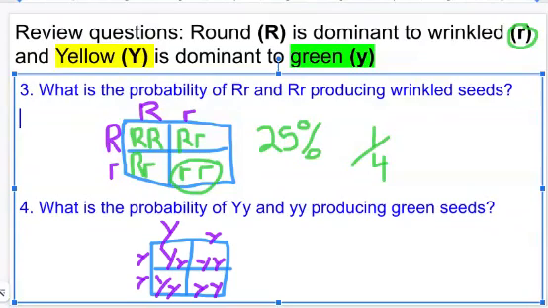And in question 4, it's asking what is the probability of the genotype Yy, uppercase and lowercase, heterozygous, and yy, homozygous recessive, producing green seeds. Green seeds are recessive, so we know that yy needs to be expressed in order for that phenotype to be shown. And you can see in this particular Punnett square, we have 2 instances where both recessive alleles are being expressed. So there is a 50% chance of these parent plants producing green seeds, or a 1 in 2 chance, or 2 in 4, 1 in 2.